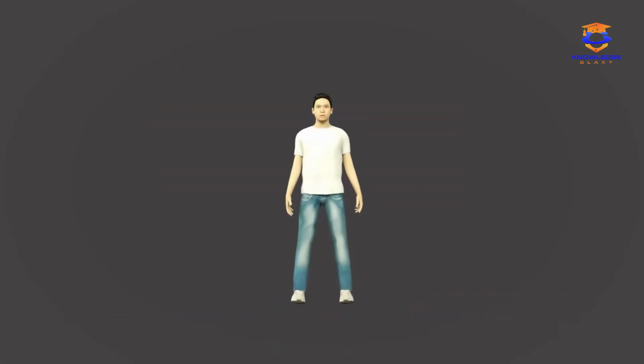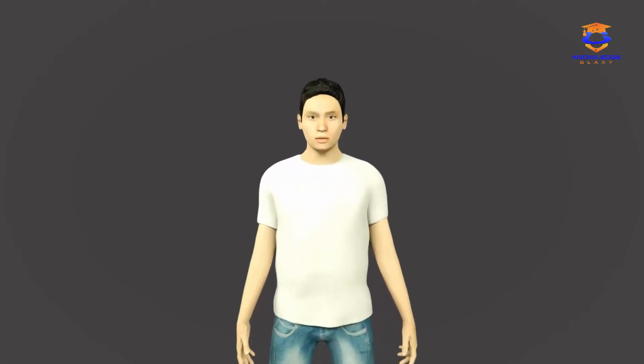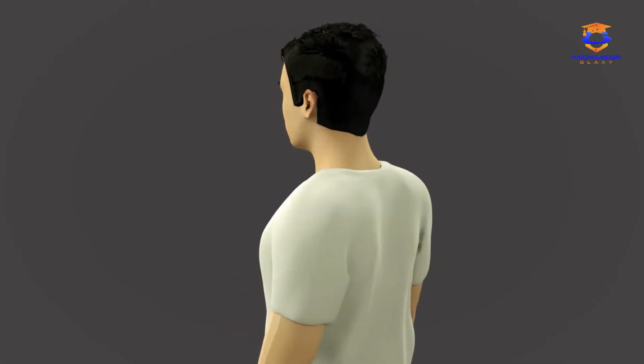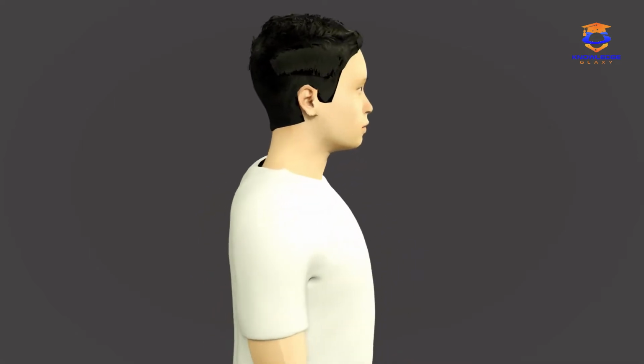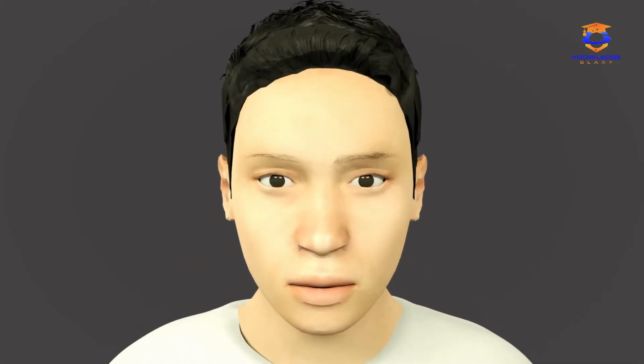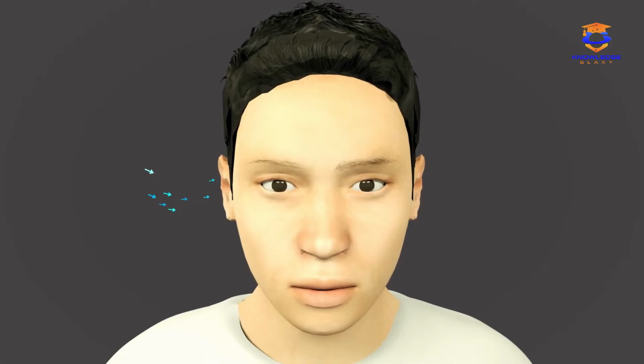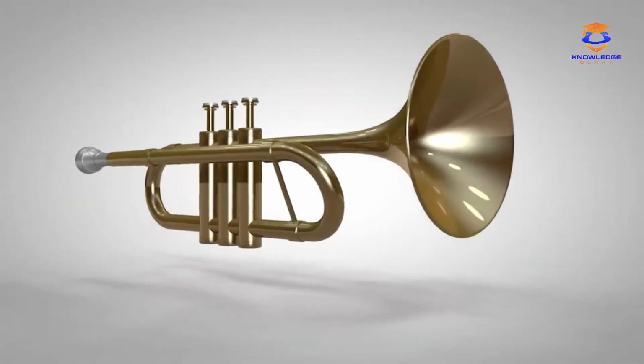As you know, the ear is the organ of hearing. The ear provides us information about the world around us. So today we will discuss the ear. The ear is basically a combination of structures that transfer sounds.